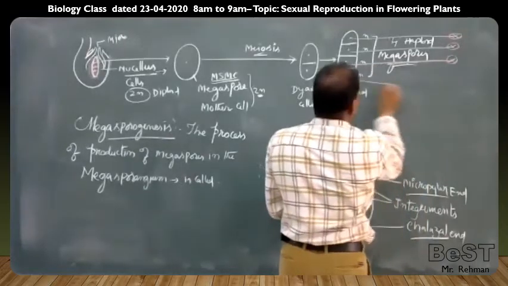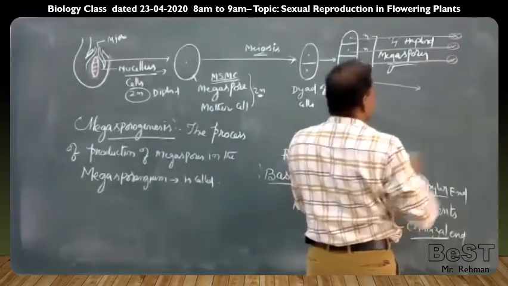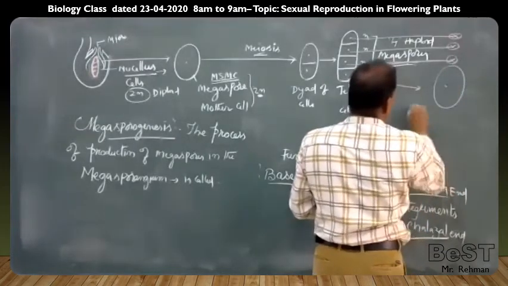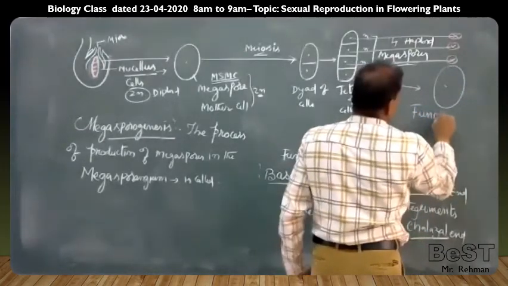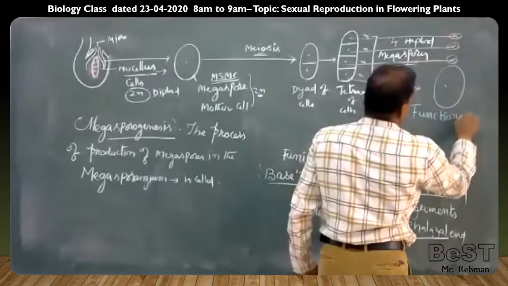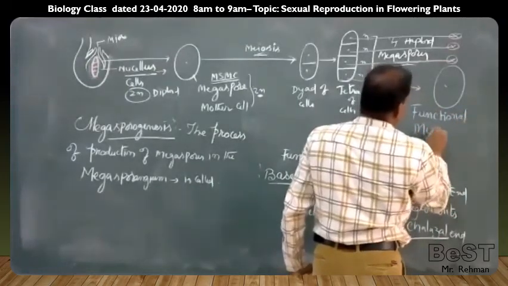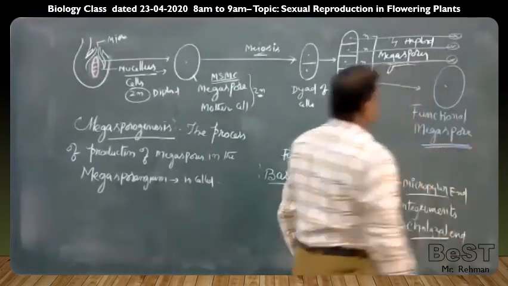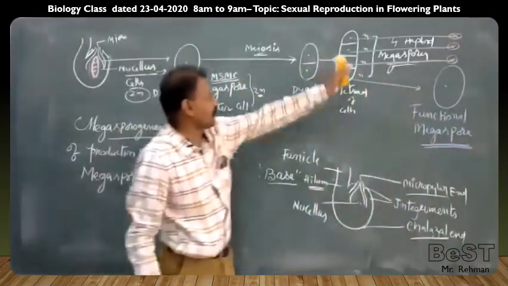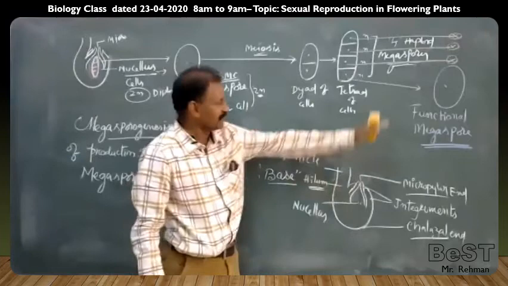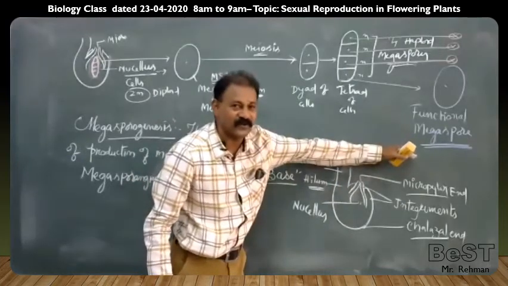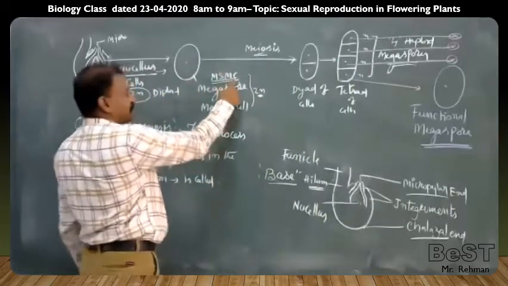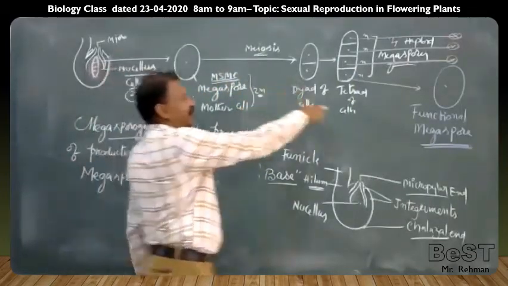The lowest one becomes enlarged. This is called the functional megaspore. What are megaspores, and what is a functional megaspore? Megaspores are the products of meiosis from a megaspore mother cell, 2n, and all are n.